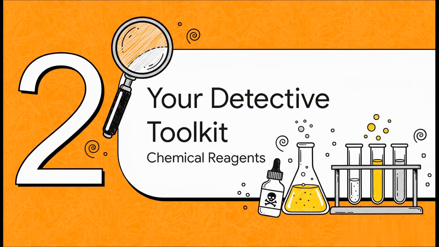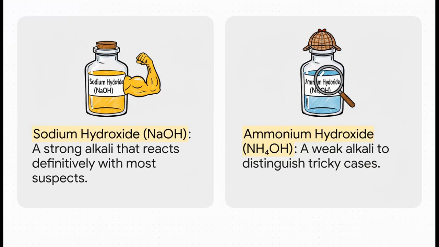So, to figure out which of those colorless ones we have and also to double check our hunches on the colored ones, just looking isn't going to cut it. We need to get a little more active. We need to interrogate our suspects. And for that, we need our detective toolkit. And in that toolkit, we've got two main tools, our interrogation specialists.